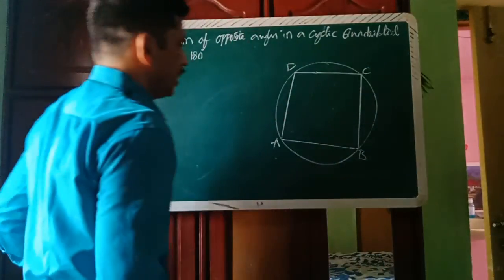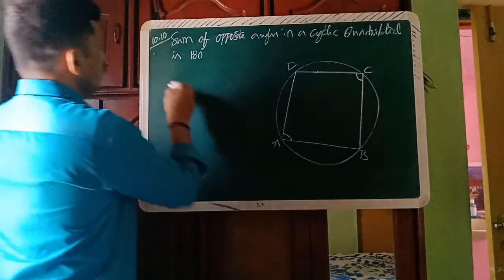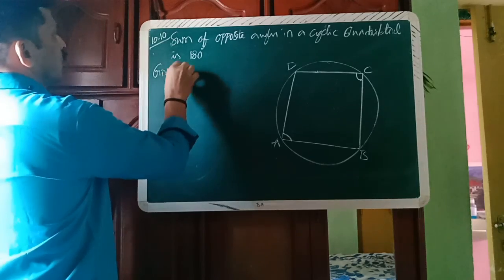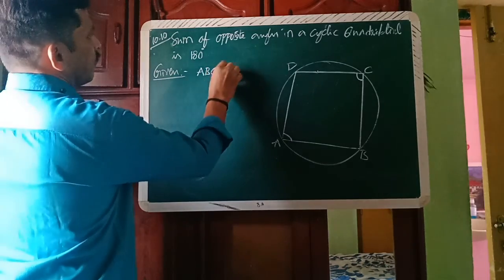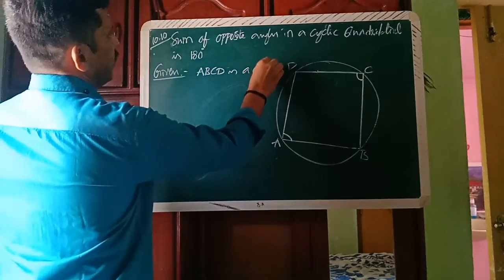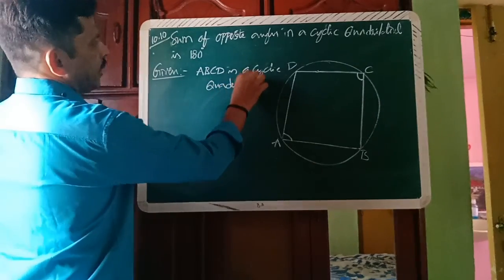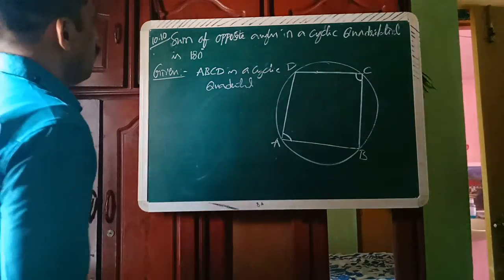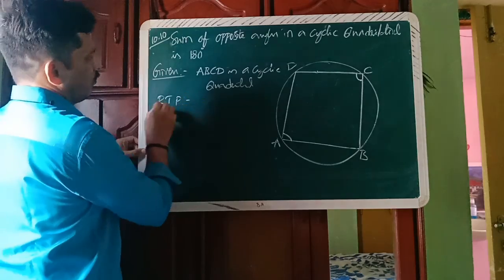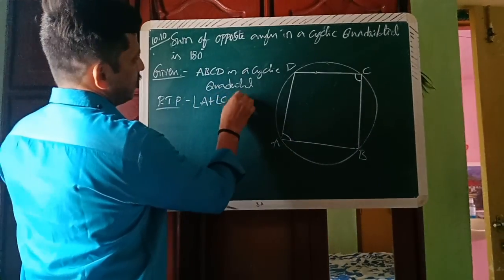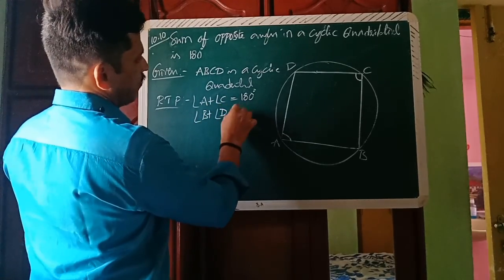So how is the sum of opposite angles in a cyclic quadrilateral equal to 180? Given: ABCD is a cyclic quadrilateral. Required to prove: angle A plus angle C is equal to 180 degrees, and angle B plus angle D is equal to 180 degrees.